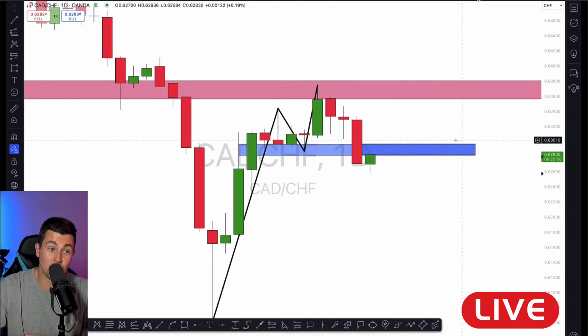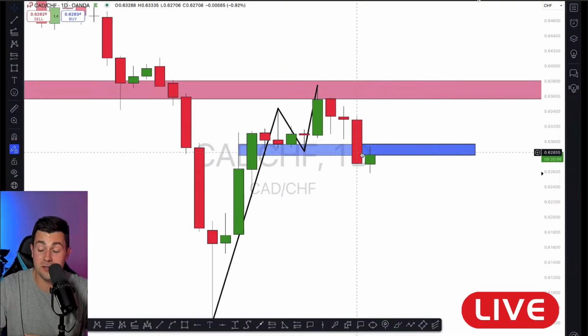So once we see the test of that resistance, we can apply multiple time frame analysis and we can look for a signal to sell the market. We can look for confirmation to sell the market from there.